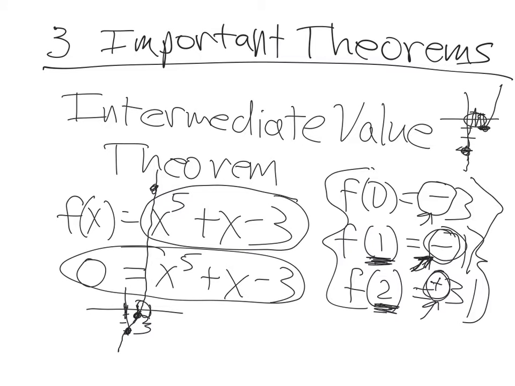Don't know where it is exactly, but at least somewhere between x equals 1 and x equals 2, there is an x value that gives us the function value of 0. Okay. There may even be more, but there exists means at least one. Okay? So that's the first of the big ones.